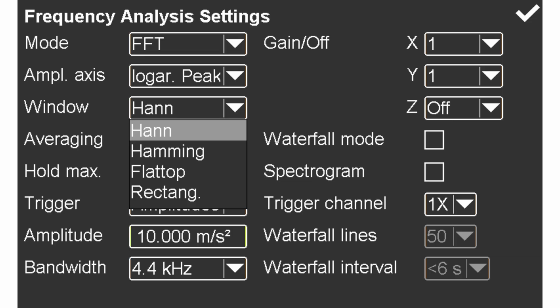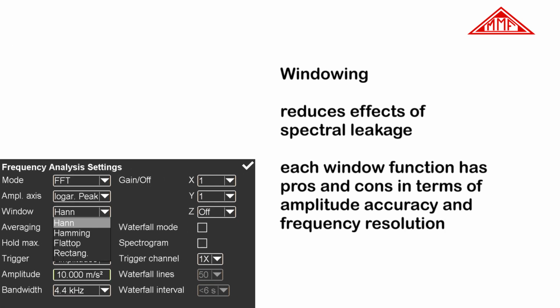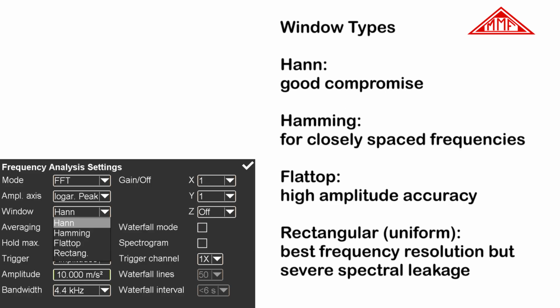Windowing is used to reduce the effects of spectral leakage. Spectral leakage refers to the blurring of the signal from one frequency interval into neighboring ones. Each of the different window functions has pros and cons in terms of amplitude accuracy and frequency resolution. The Hann window is a good compromise for many applications. Hamming allows sharper separation of closely spaced frequencies. Flat top is used when high amplitude accuracy is required.